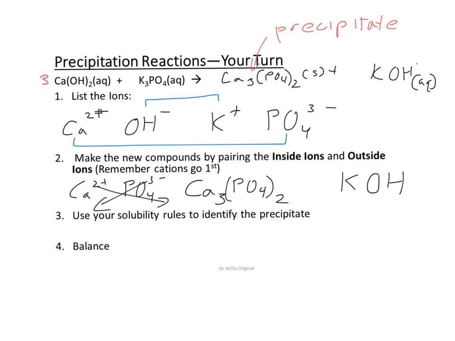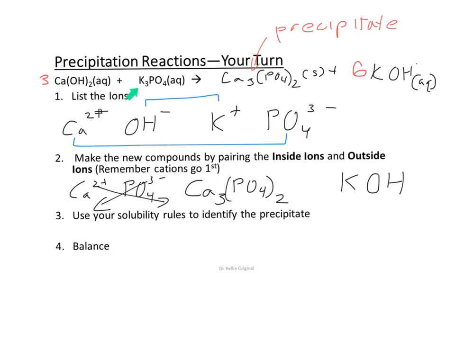three in front of my calcium hydroxide. That gives me 3 calciums. But darn it, now it gives me 6 hydroxides, right? 2 times 3 is 6. So I'm going to need 6 hydroxides over here. When I do that, that gives me not just 6 hydroxides, but 6 potassiums as well. Over here, I only have 3 potassiums.